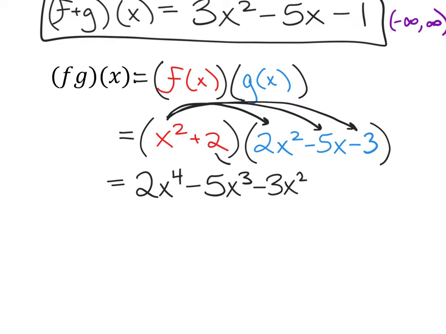And then I switch and I distribute the second term. Double distribution. 2 times 2x squared is 4x squared. 2 times -5x is -10x. And 2 times -3 is -6. Just a double distribution.